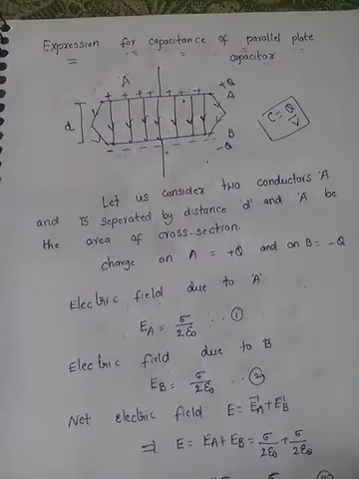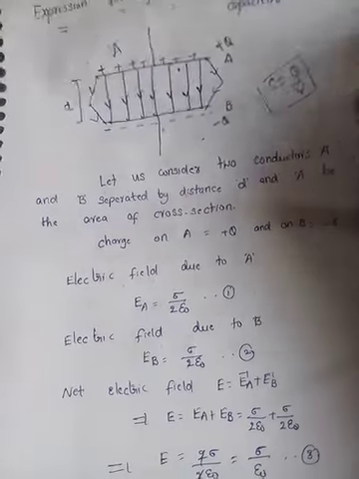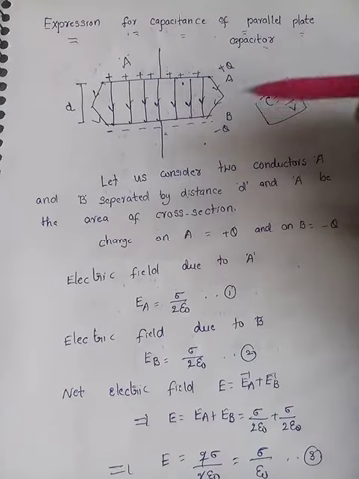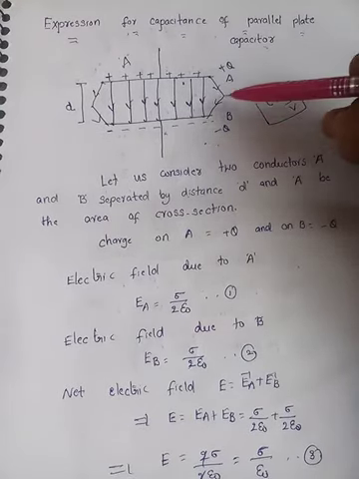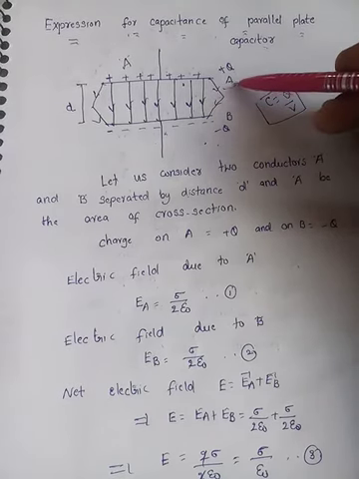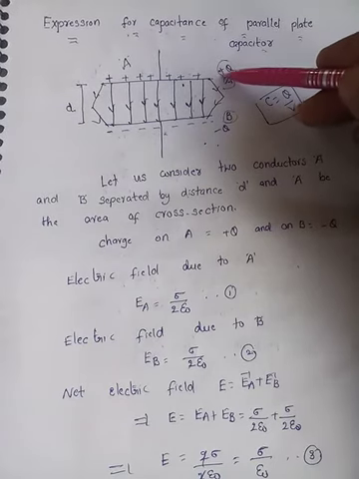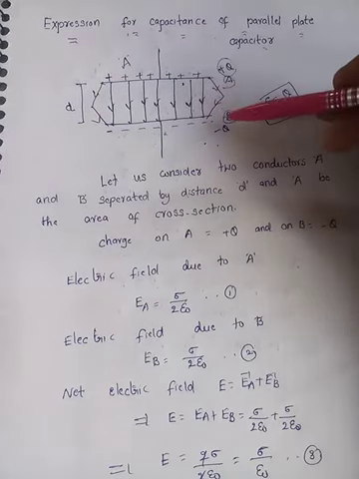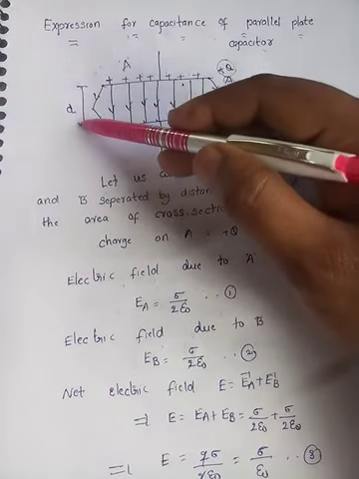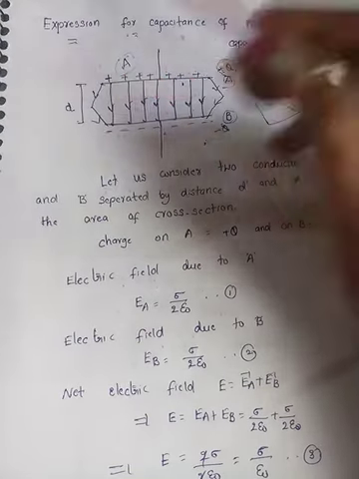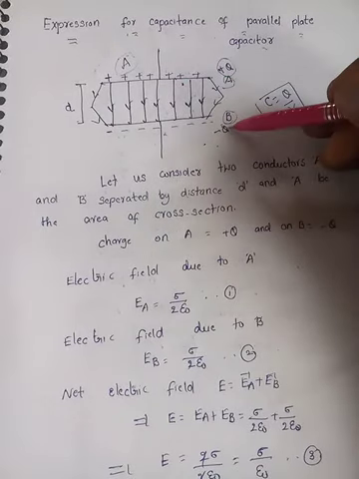See, once again what we said, that we are going to find the expression for capacitance of a parallel plate capacitor. So what is a capacitor? Two conductors separated by a small distance is called a capacitor. We consider two conductors named A and B. Let us charge the capacitor, charge this plate A with plus Q. It induces negative charge on plate B, and the distance between these two plates is small d, and each has area of cross section A. Charge on A is plus Q, charge on B is minus Q.